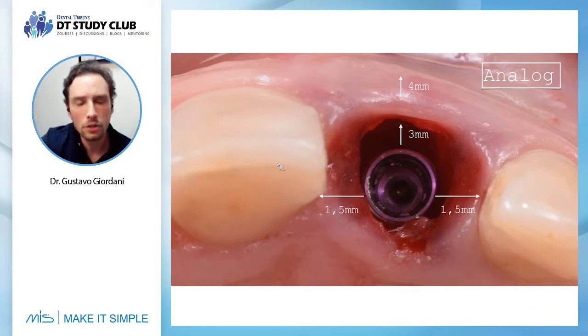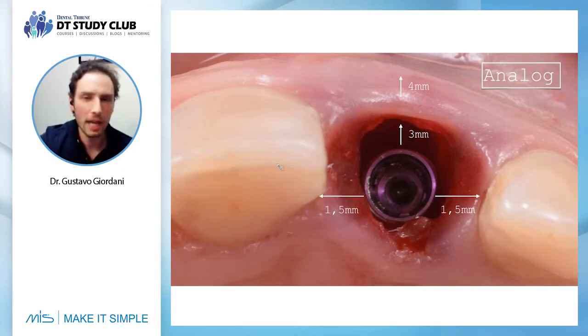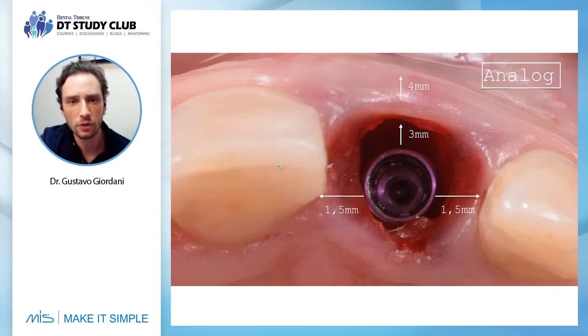From buccal to palatal direction, we need to create a gap of at least 2 millimeters. The best gap we can leave is 3 millimeters from the implant to the buccal wall. So 3 millimeters will be very important, and I'm going to explain a little bit later why this gap is so important. We need to create this gap in order to fill it with biomaterial and to create a rigid support for the soft tissue. We're going to understand a little bit later about this.